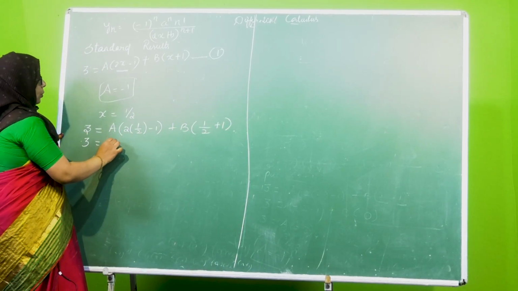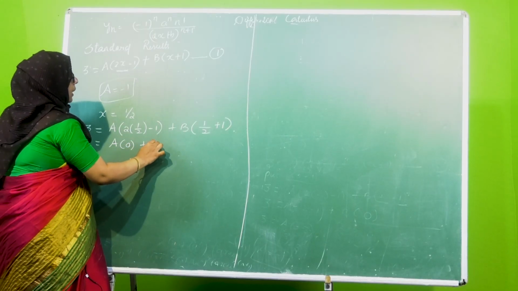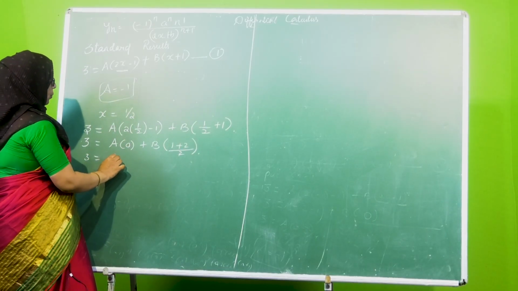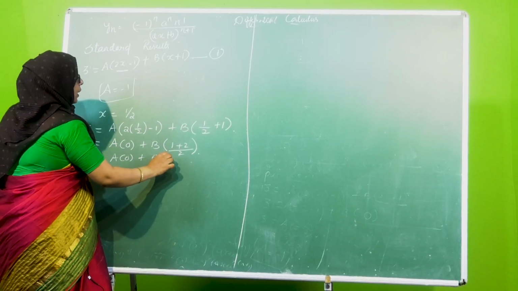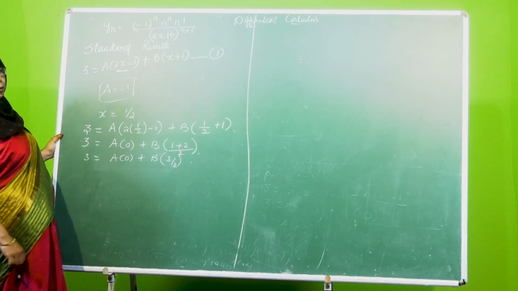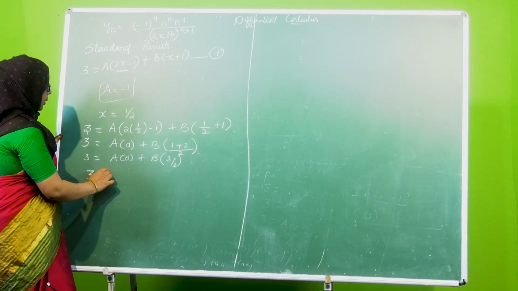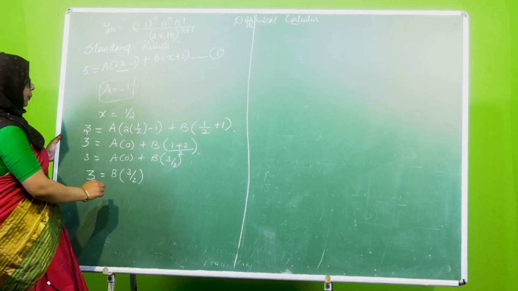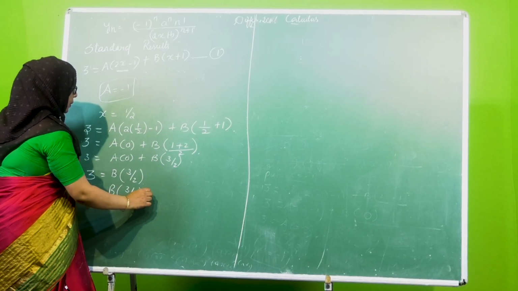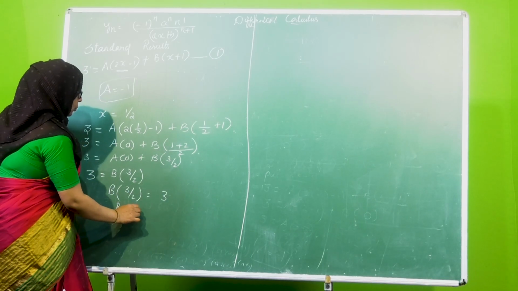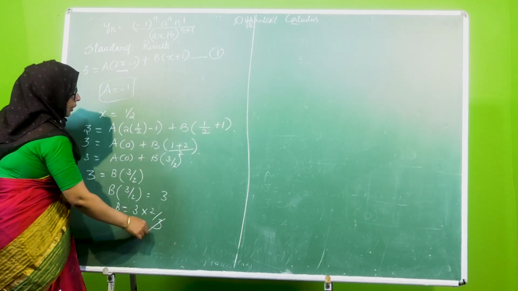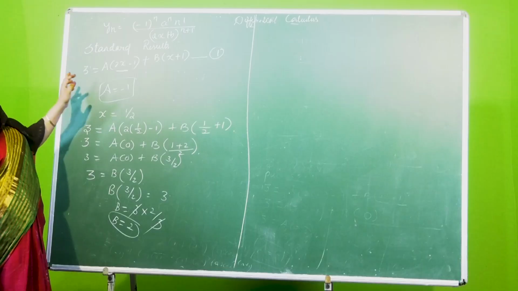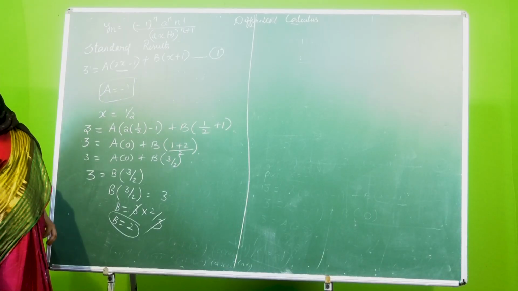So 3 is equal to a into 0 plus b into 1 plus 2 divided by 2. 3 is equal to a into 0 plus b into 3 by 2. b into 3 by 2. b equal to 3 into 2 by 3. That is, 3 getting cancelled. b is equal to 2. So a is equal to minus 1 and b is equal to 2.